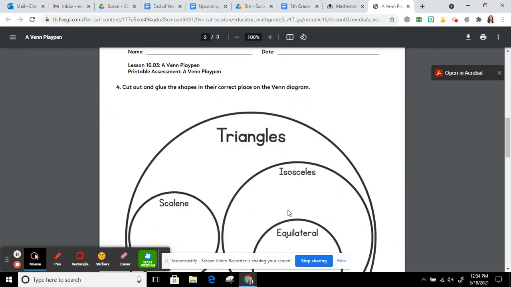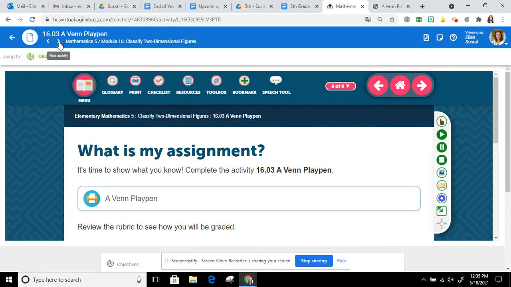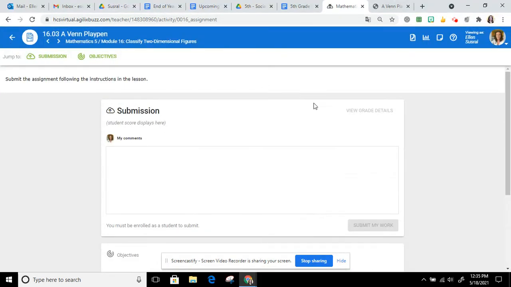Okay, so when you are done with those 3 pages, you'll go to your next activity tab, and you'll click on that blue plus button to attach your work and submit it.